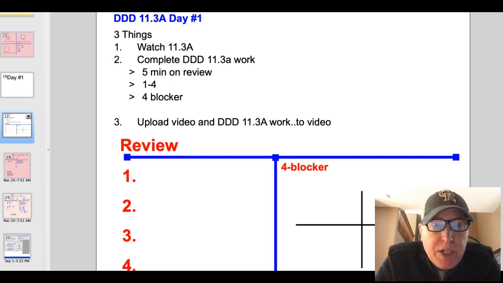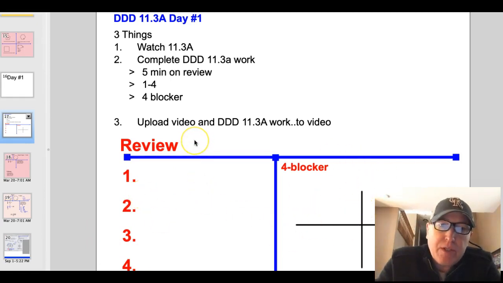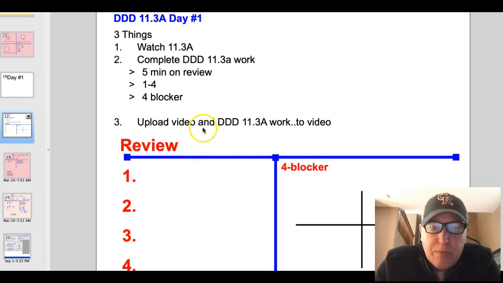So you've got three things today. First thing, watching the 11.3a instructional video. Second thing, watching this video, doing the DDD work, and you're going to have 5 minutes on the review you'll put in the top half of the page. You've got 4 questions on circumference, and you've got a 4 blocker on circumference. Then you'll just upload these all to the instructional video. Take a picture of both your video work and this work.